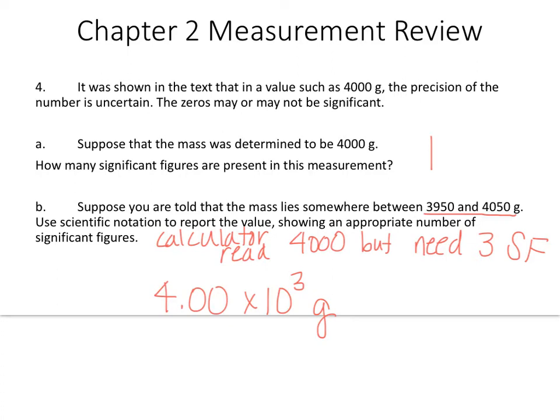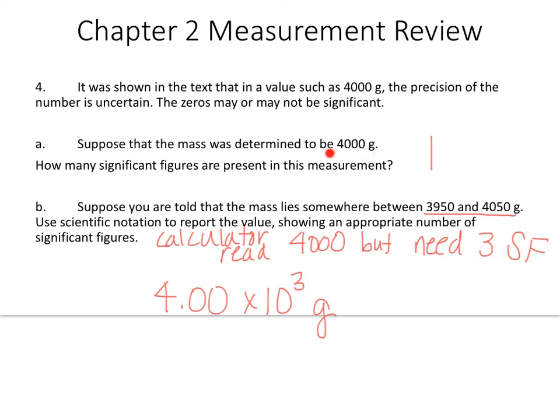So this question is asking you about significant figures. Part 4 tells you that in a text, the value is shown as 4,000 grams. So the precision of the number is uncertain. And so A says, suppose that the mass was determined to be 4,000 grams. So how many significant figures are present in this measurement?